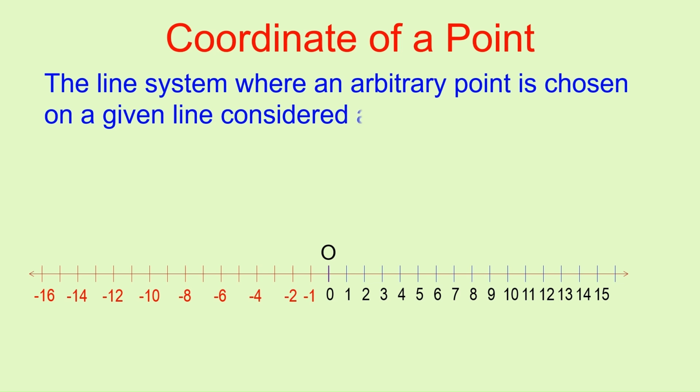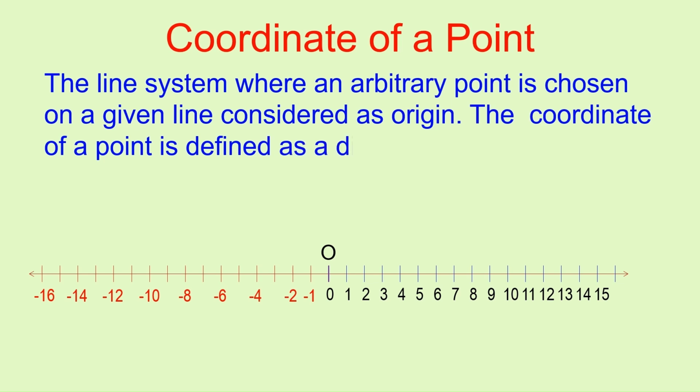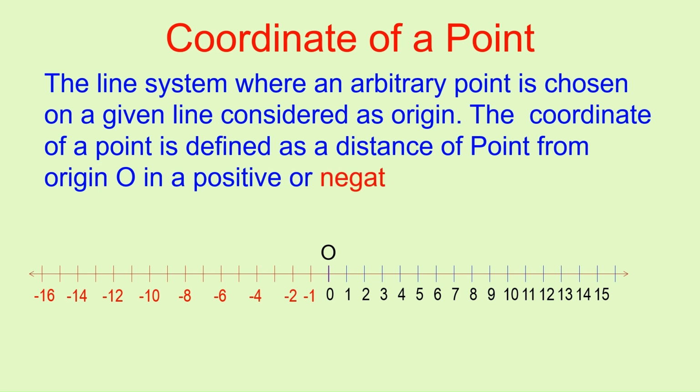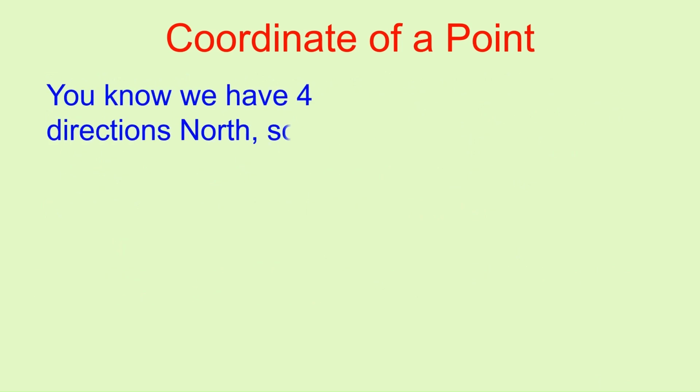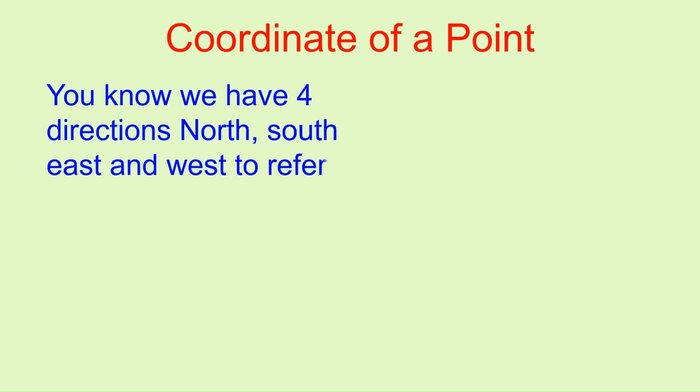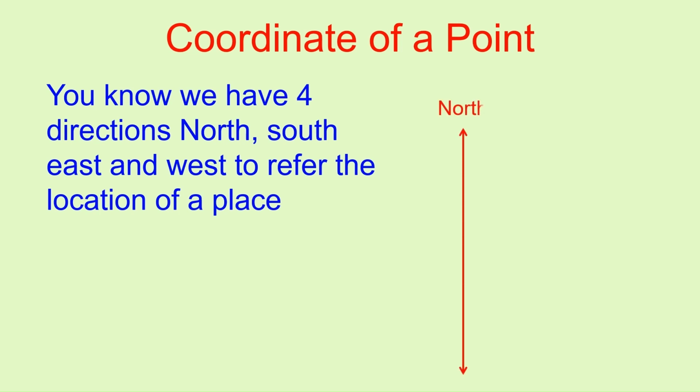The number line system, where an arbitrary point is chosen on a given line, considered as origin. The coordinate of a point is defined as the distance of the point from origin O in a positive or negative direction. Here, for example, P is 11 and N is negative 12. You know, we have 4 directions: north, south, east and west, to refer to the location of a place.